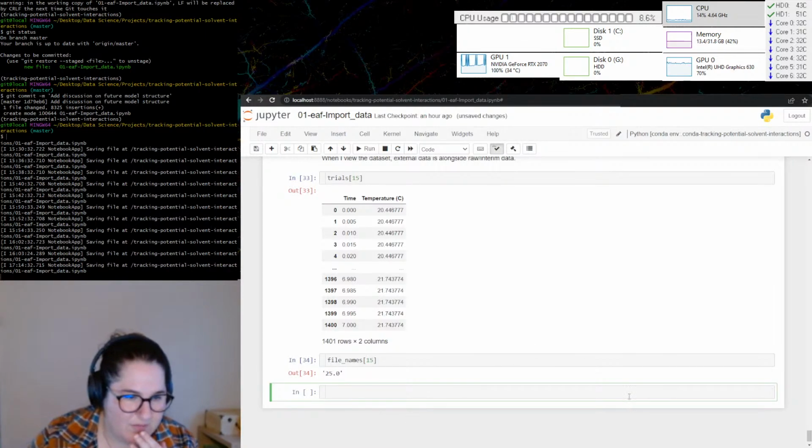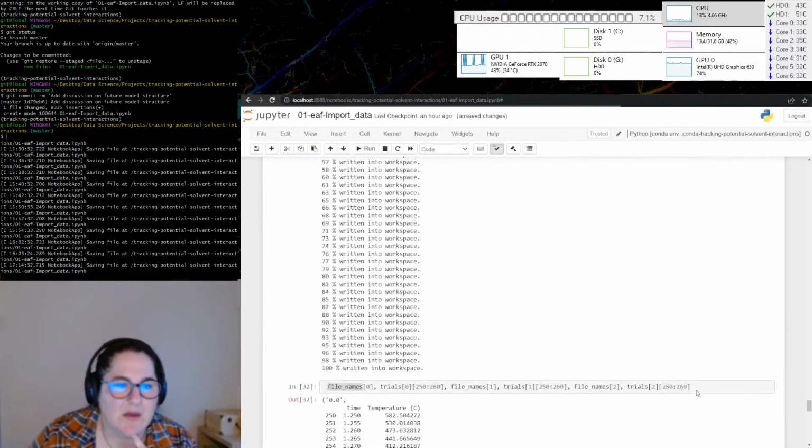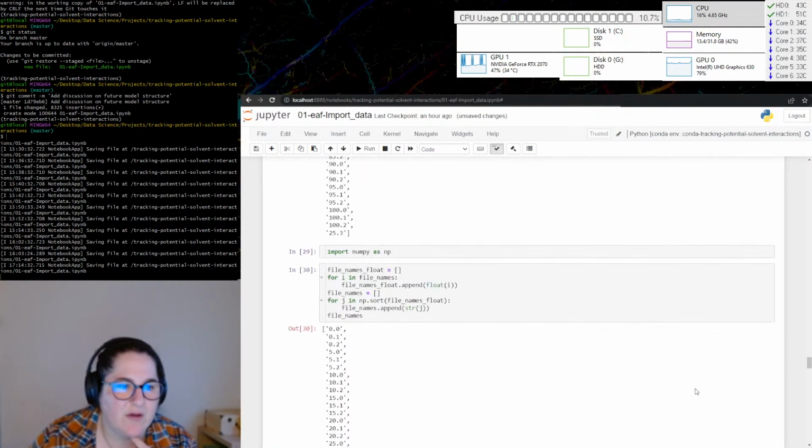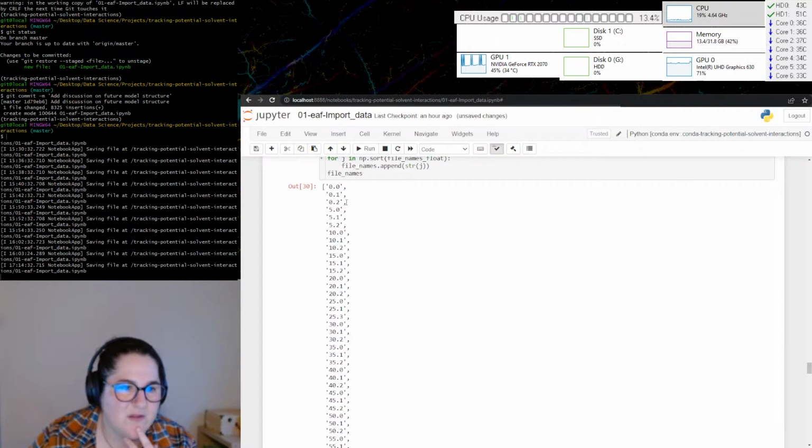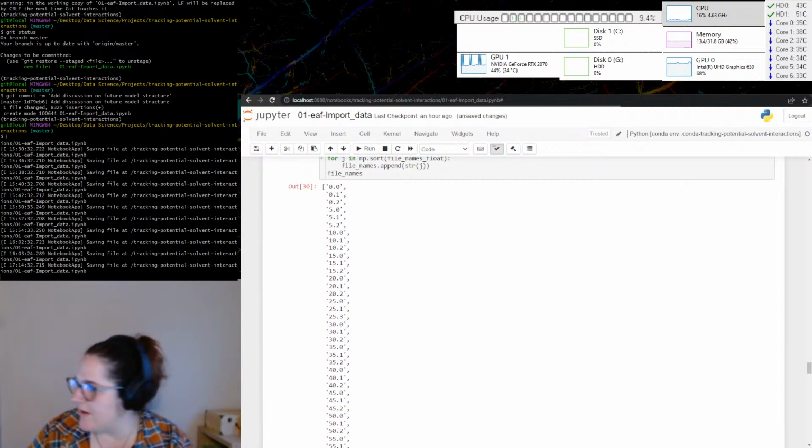I'm curious about something right quick here. I have another variable, file names, this is the list of file names, and it has all of my file names in it.